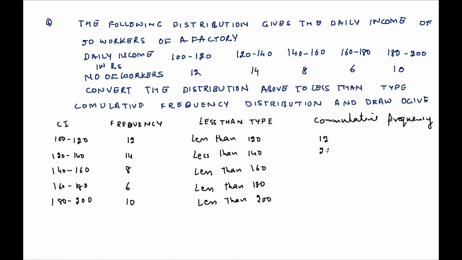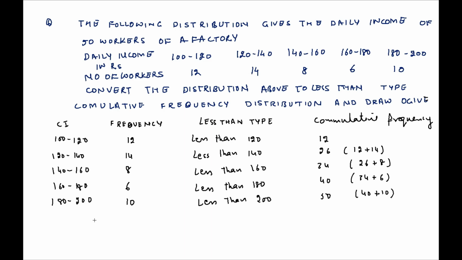Less than 140, it is 26. You add 12 with 14. Less than 160, it is 34. You add 26 and 8. Less than 180, it is 40. You add 34 and 6. Less than 200, it is 50. Add 40 with 10. So here you will write cumulative frequency.